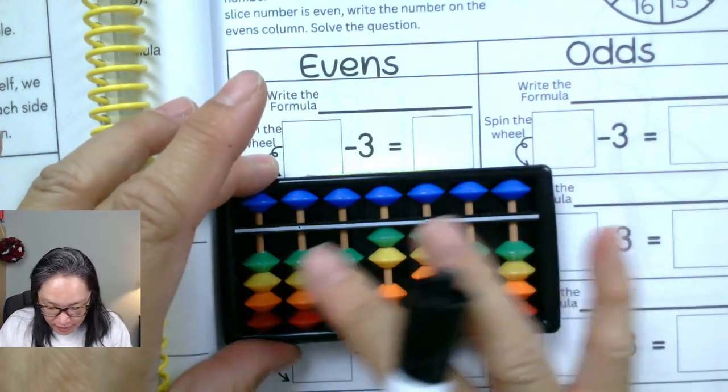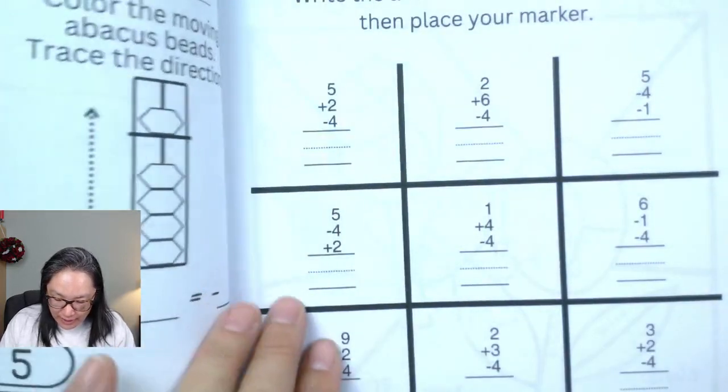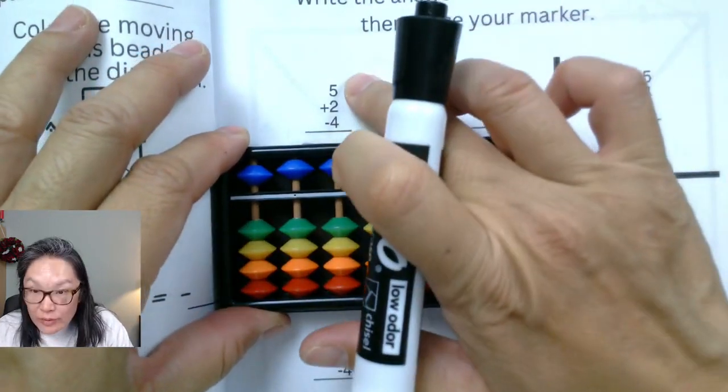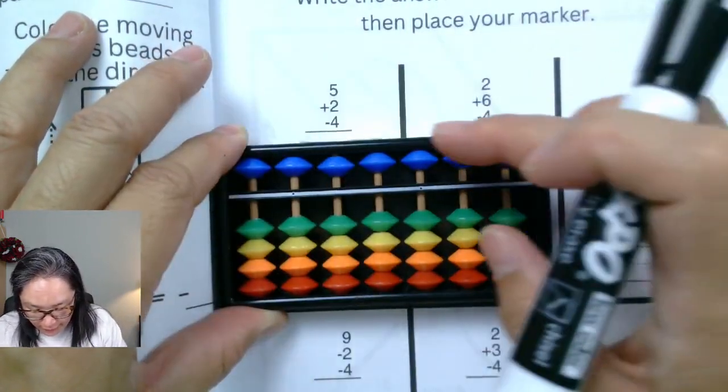So when we look, that is minus the 3. We can do minus the 2. Oh, we could do this one. So we have 5. I'm going to put 5.